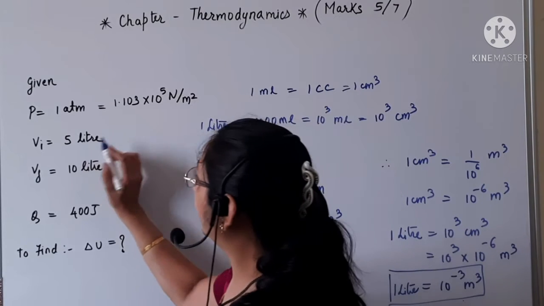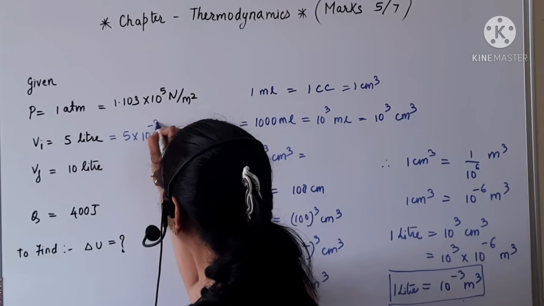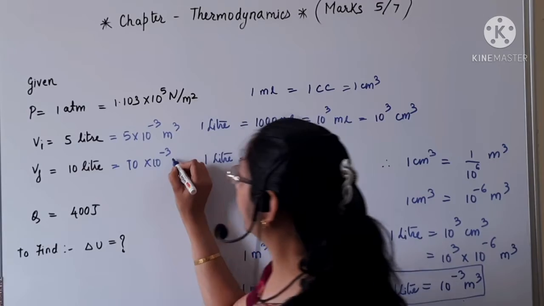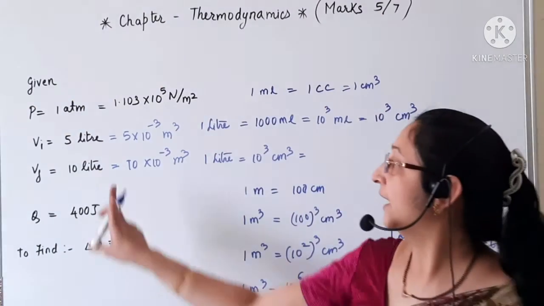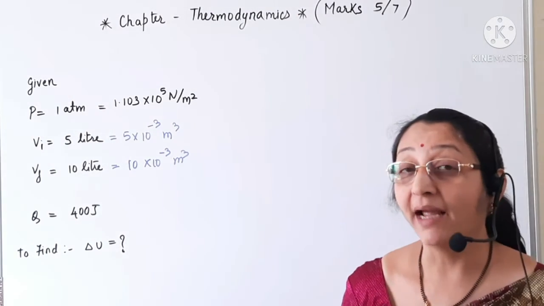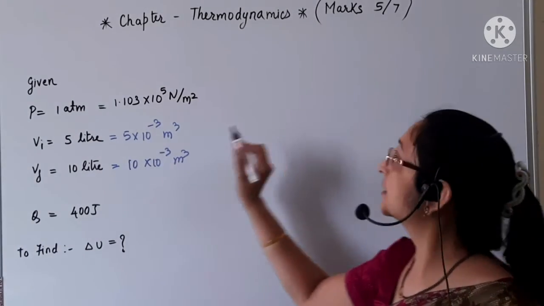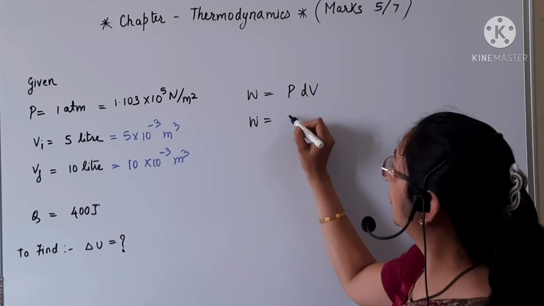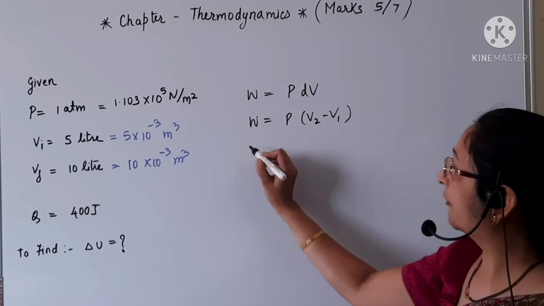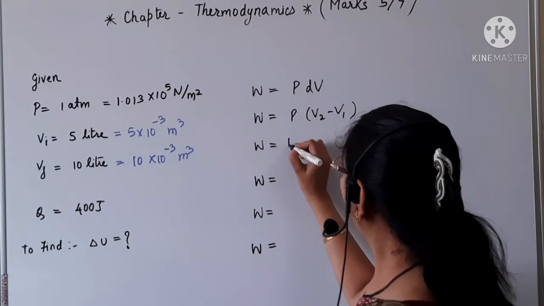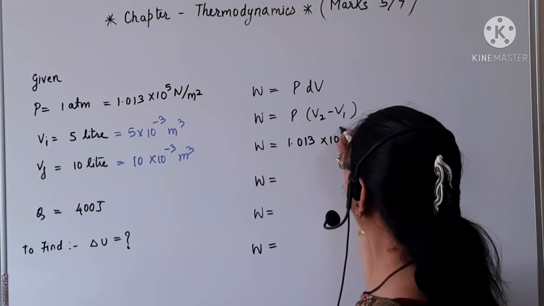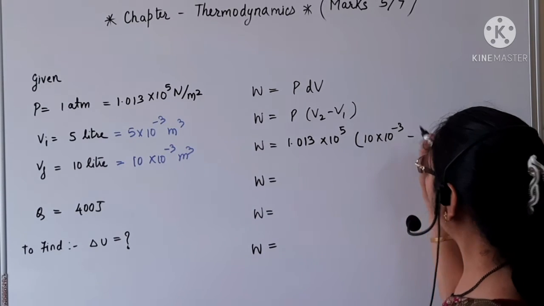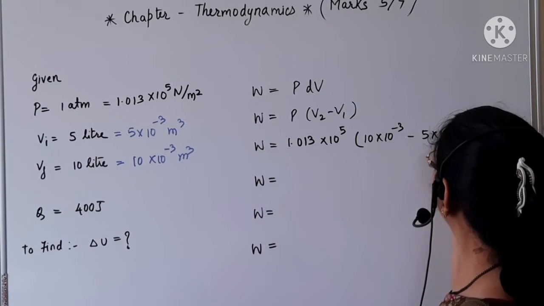So for 5 liter, I will write 5 into 10 to the power minus 3 meter cube, and for 10 liter I will write 10 into 10 to the power minus 3 meter cube. So I have converted liter into meter cube. Now the work done by the gas in expanding from 5 liters to 10 liters is W equal to P dV, that is W equal to P into V2 minus V1. So W is equal to P, that is 1 atmosphere, 1.013 into 10 to the power 5, into V2 which is 10 into 10 to the power minus 3, minus V1 which is 5 into 10 to the power minus 3.